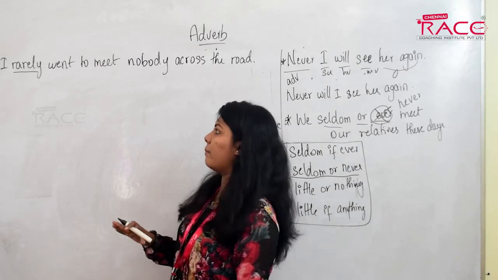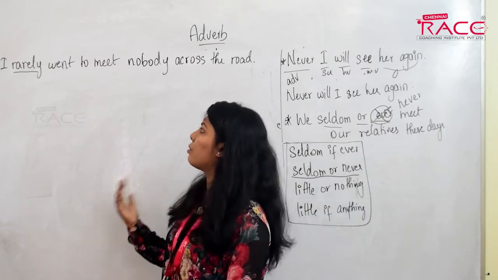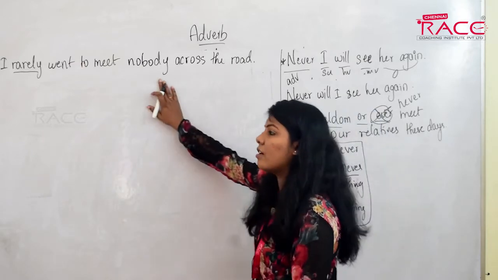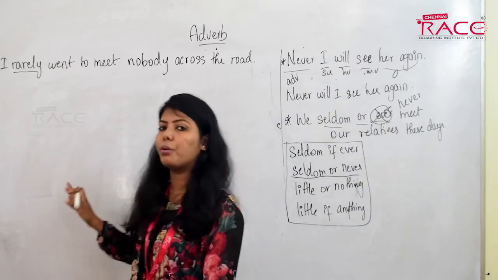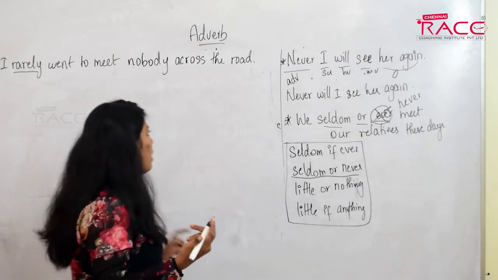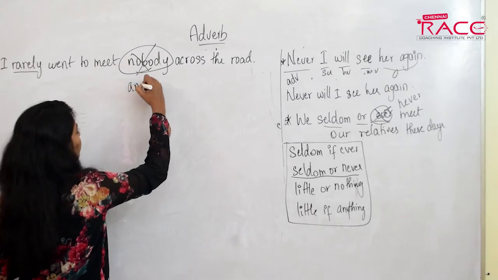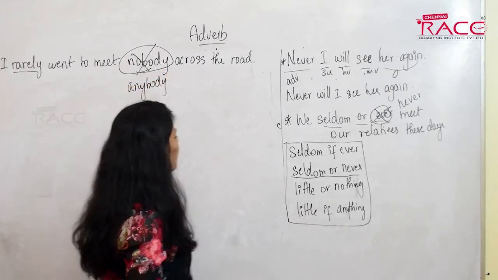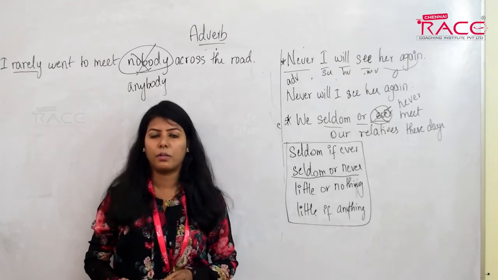Okay, for example, when I said rarely, it means almost not. So I rarely went to meet nobody across the road. Nobody is also a negative. Rarely is negative, so nobody is also a negative, so you cannot use them together. So what you have to do is nobody should be replaced by anybody. Okay, so now read it. I rarely went to meet anybody across the road. So anybody would be the most appropriate one.